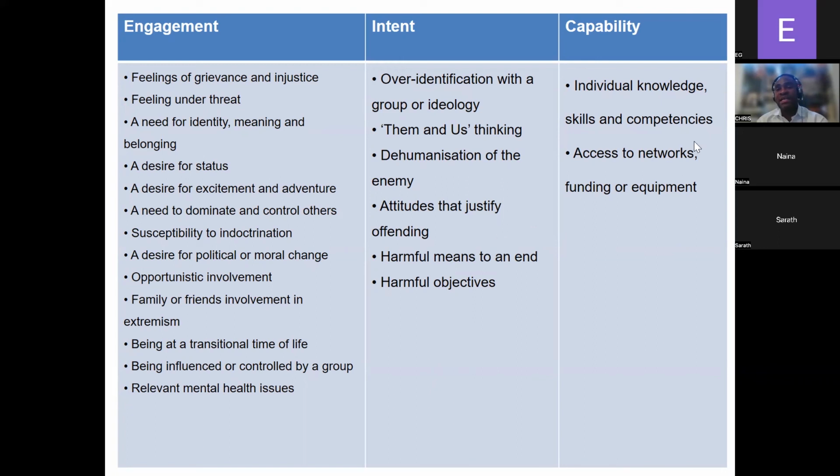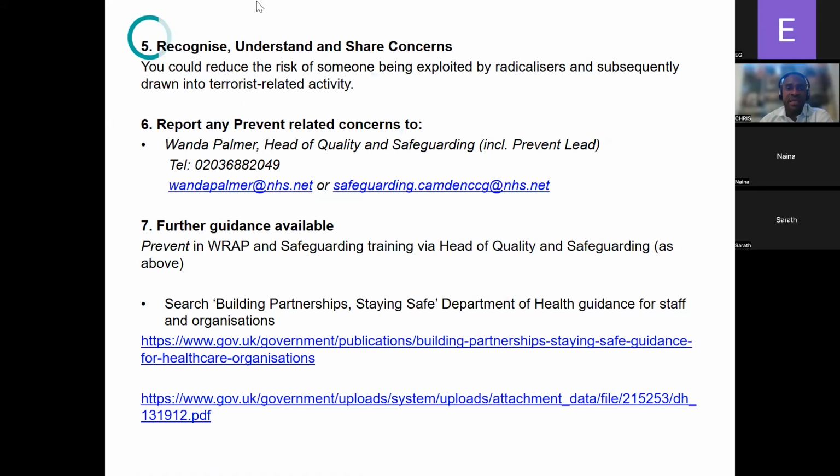So the capacities that the individual has, when people have individual knowledge of something, also give them the capacity to get involved in that. Individual capacity, skill and competence, access to networks and funding or equipment gives people the capacity to get involved in these and also perpetrate these acts. And it's also an aspect of safeguarding, like we said. So that's all part of the Prevent agenda.